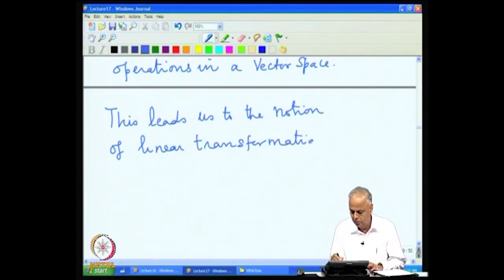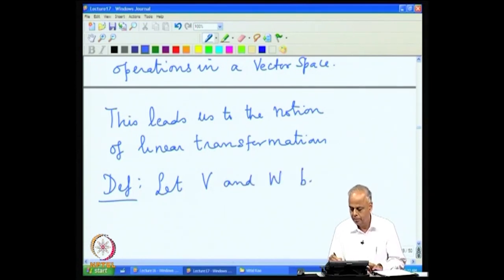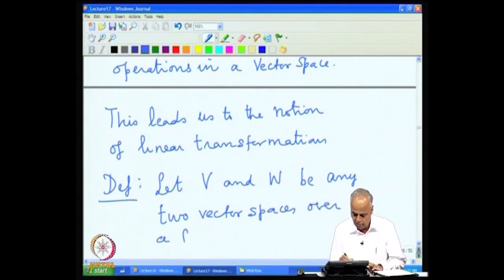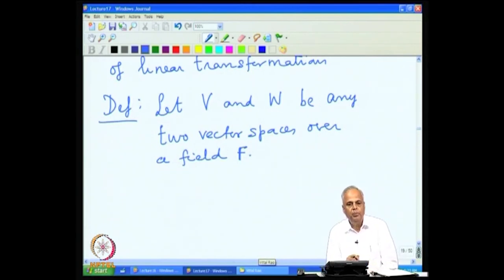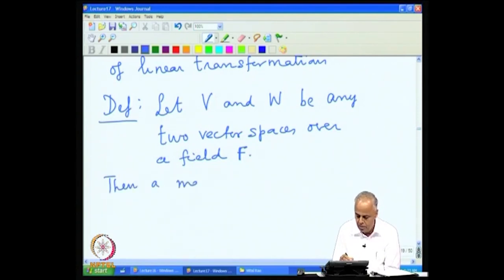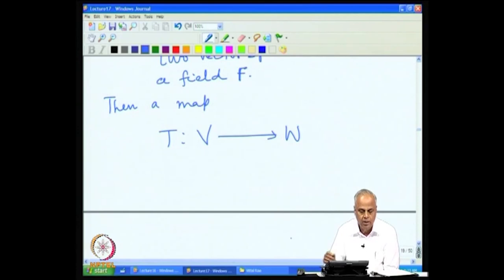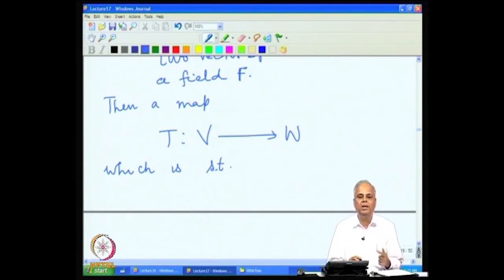So, let us give a definition. Let V and W be any two vector spaces over the same field F. Then a map, a function T from V to W, which is such that it preserves addition and scalar multiplication.